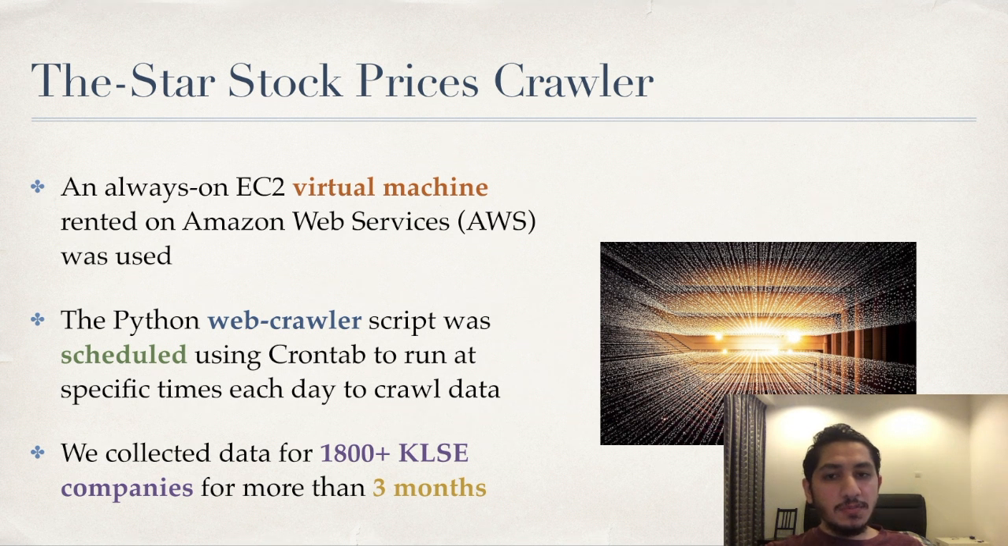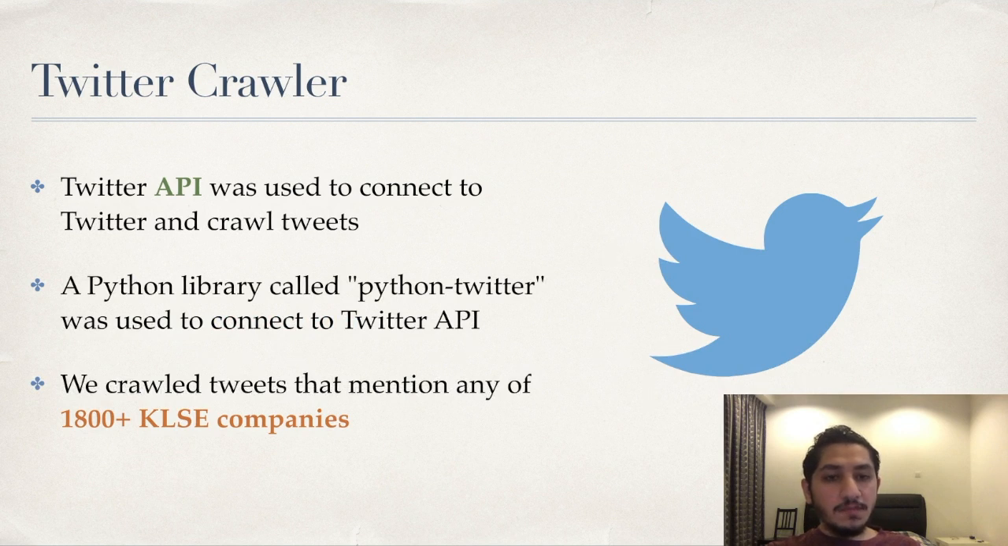This script crawled stock prices data for more than 1,800 KLSE companies. It crawled data for more than 3 months. For Twitter, we use the Twitter API to connect to Twitter and search for tweets and crawl tweets. We used a Python library called Python Twitter to connect to Twitter API, and we crawled tweets that mention the name of any of the 1,800 KLSE companies.